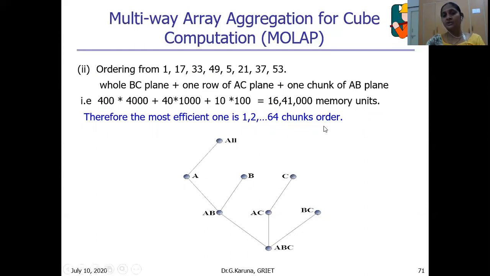So that is 1, 2, 3, up to 64 chunks, 64 pieces, cuboids we need to compute without revisit using the multi-way array aggregation. So this is the diagram we will get after the computation. This is the first one, multi-way array aggregation.